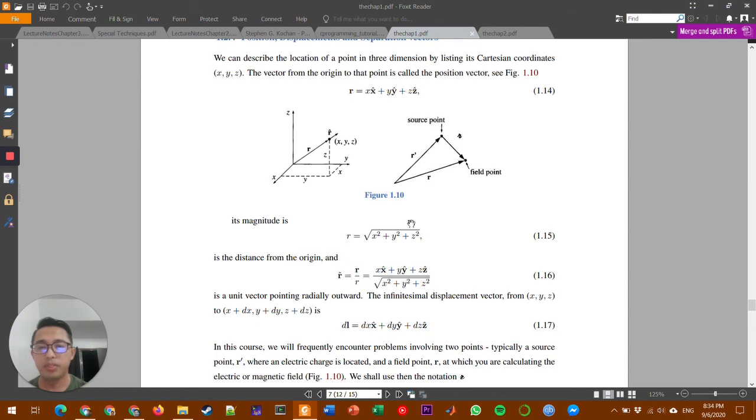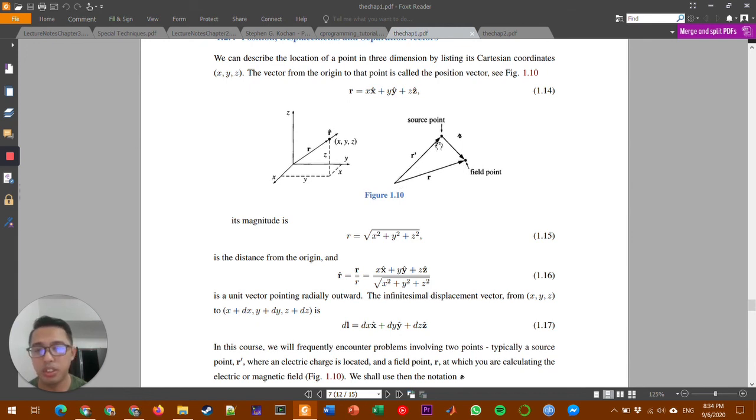We also have this position vector from the origin to the field point. But we also have a source point.